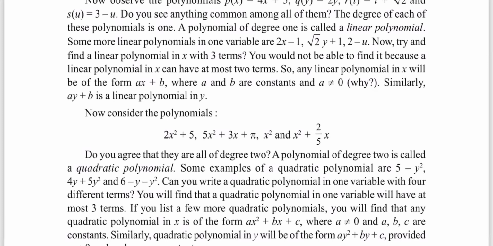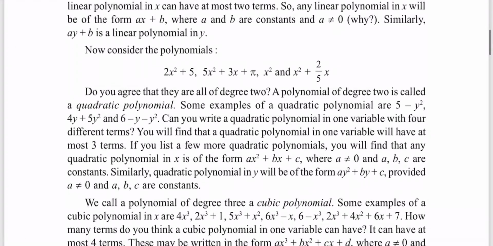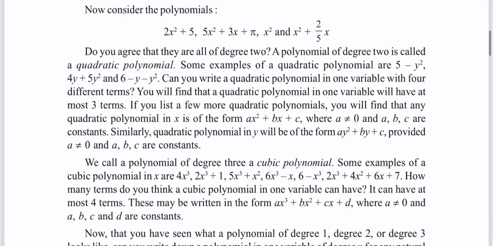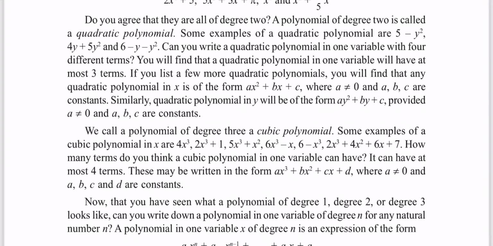If we list a few more quadratic polynomials, we will find that any quadratic polynomial in x is of the form ax square plus bx plus c, where a not equal to 0 and a, b, c are constants. Similarly, quadratic polynomials in y will be of the form ay square plus by plus c, provided a not equal to 0 and a, b, c are constants.